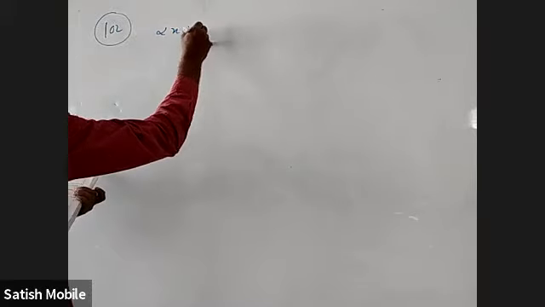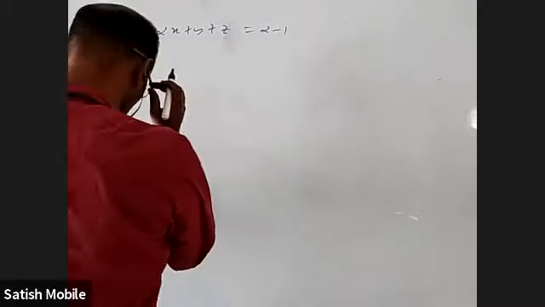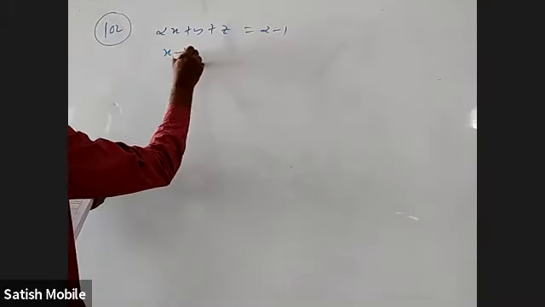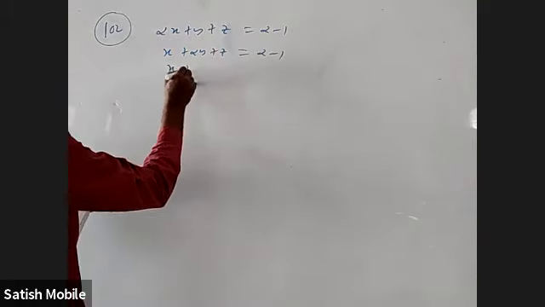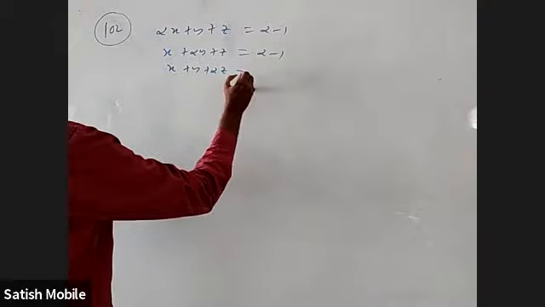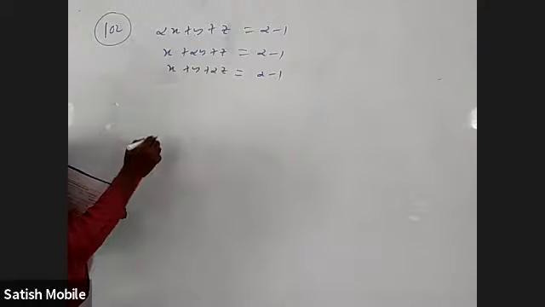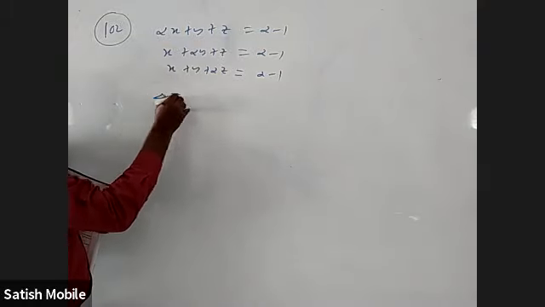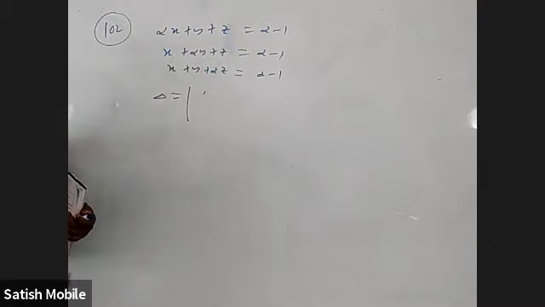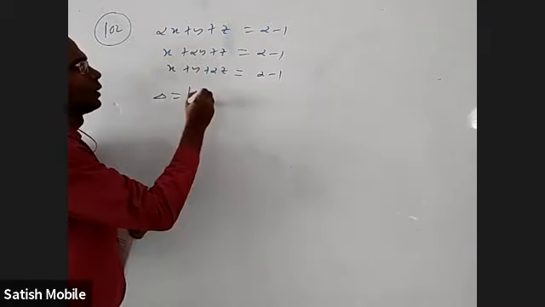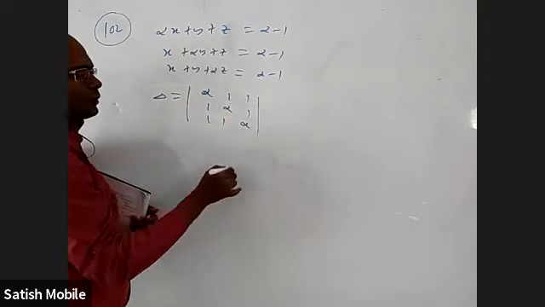Alpha x plus y plus z equal to alpha minus 1. X plus alpha y plus z is equal to alpha minus 1. X plus y plus alpha z is also alpha minus 1. Okay. So first of all, let us take delta. Because if I write the 3 by 4 matrix, I will not be able to convert into zeros because they are in terms of alpha. I want numbers first. Okay. So you'll get alpha 1 1, 1 alpha 1, 1 1 alpha.